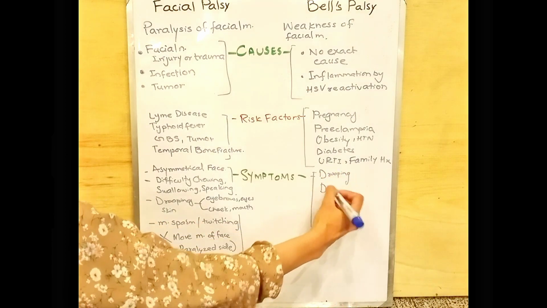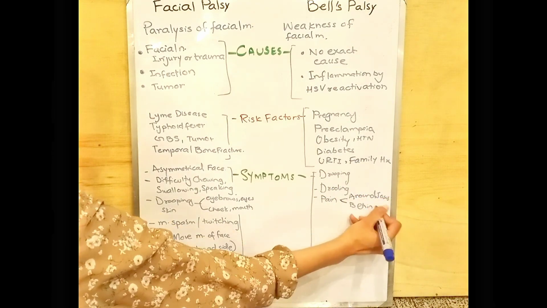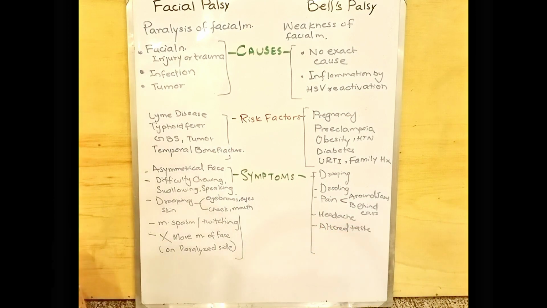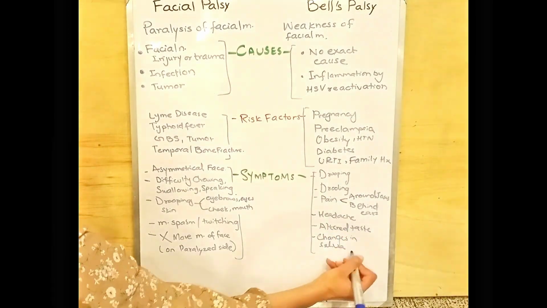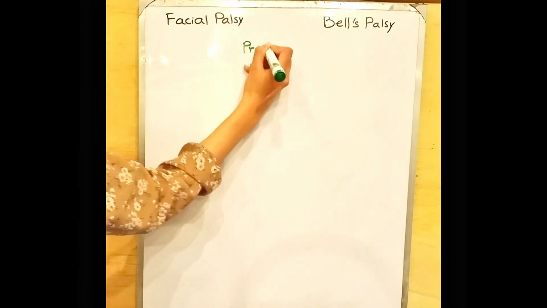Now the symptoms of Bell's palsy include drooping, drooling, and pain around the jaws and behind the ears. The person can have headache or altered taste. Then there can be changes in tear and saliva production.